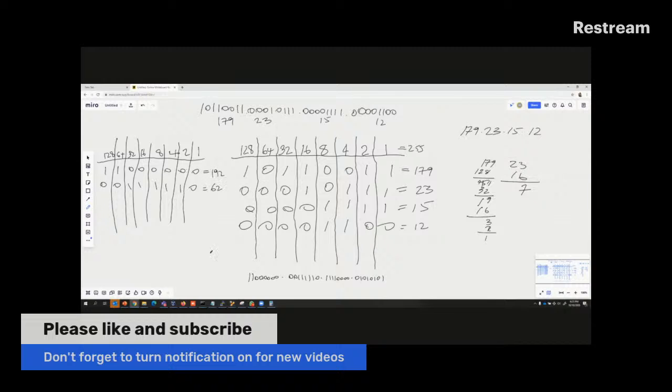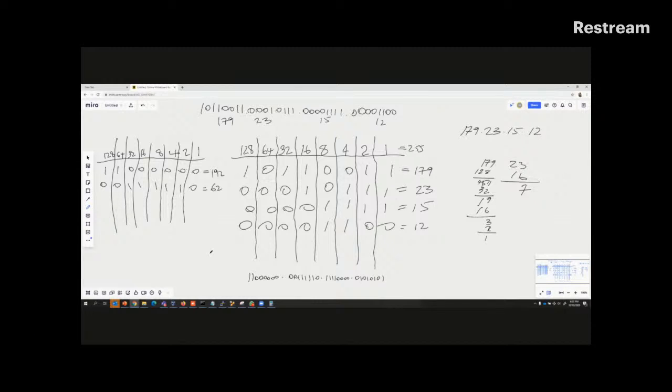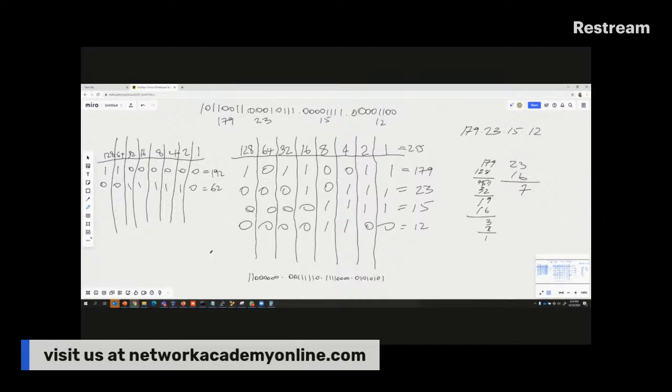Let's do that again, just so I'm not making a mistake. It's 32 plus 16, that's 48. 48 plus 8 gives you 56. 56 plus 4 gives you 60, and 2 is 62. And we're going to do the third octet, which is 1 2 3 4 5 6 7 8. So we know it's 128 plus 64, that's 192, plus 32 is 224, and 16 gives you 240.